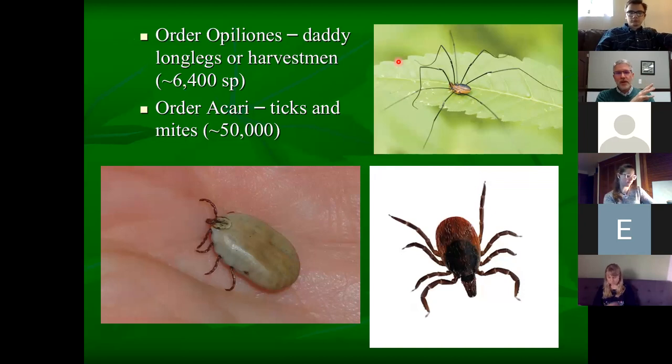Okay, we're on class Arachnida here. The first order is Opiliones. We're only doing just a few orders. Like in class Insecta, we did 7 orders. Here in Arachnida, we're doing 4, I believe, or maybe more. Opiliones are the daddy longlegs or harvestmen. They are arachnids, but they are not spiders, okay?